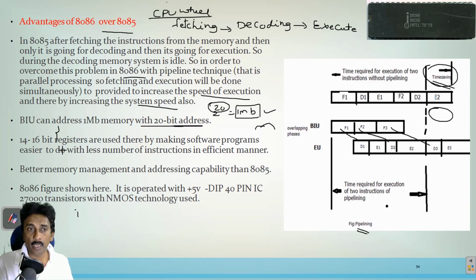Another point: in the 8086 microprocessor, 16-bit registers are used. Why are we using so many registers? If we increase the number of registers, we give some freedom to write software programs in an easier way, so that with fewer instructions, efficient programs can be written using the registers. So a good programmer always uses fewer instructions by using the registers. And another advantage is better memory management and addressing capability than the 8085 microprocessor.